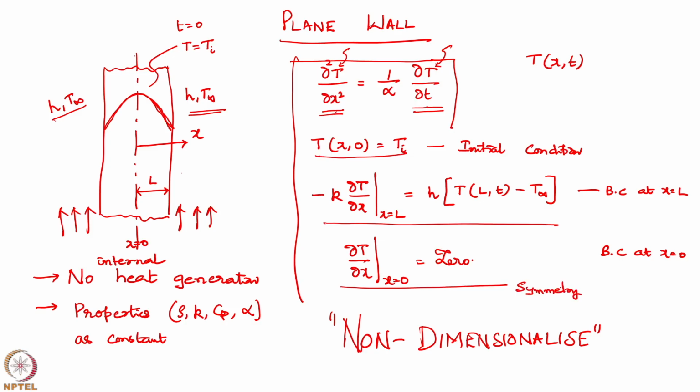We try to non-dimensionalize this. Now, what are the advantages of that non-dimensionalization? How does the non-dimensional equation look? Let us write that. Our equation was del squared T by del x squared equal to 1 by alpha dou T by dou t, which, when non-dimensionalized, reduces to dou squared theta by dou X squared equal to dou theta by dou Fourier number.